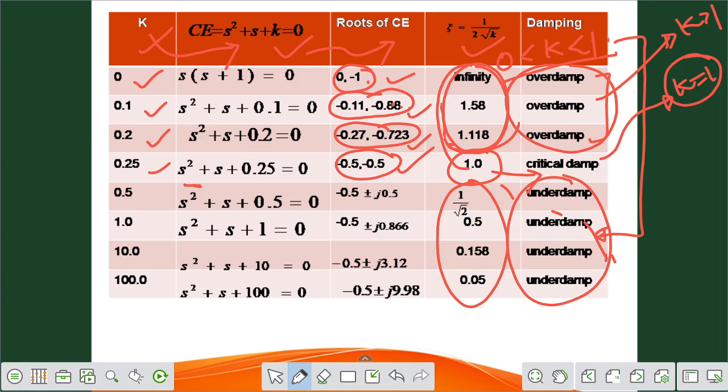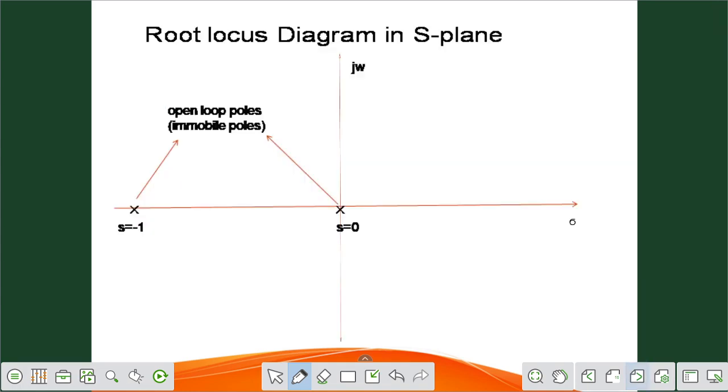You can see here. Basically, what is my transfer function? That is G(s) equal to k upon s into (s plus 1). So s is equal to 0 here. This is my open loop transfer function pole. s is equal to minus 1. This is also an open loop transfer function pole. That means in my problem, 2 poles are given.